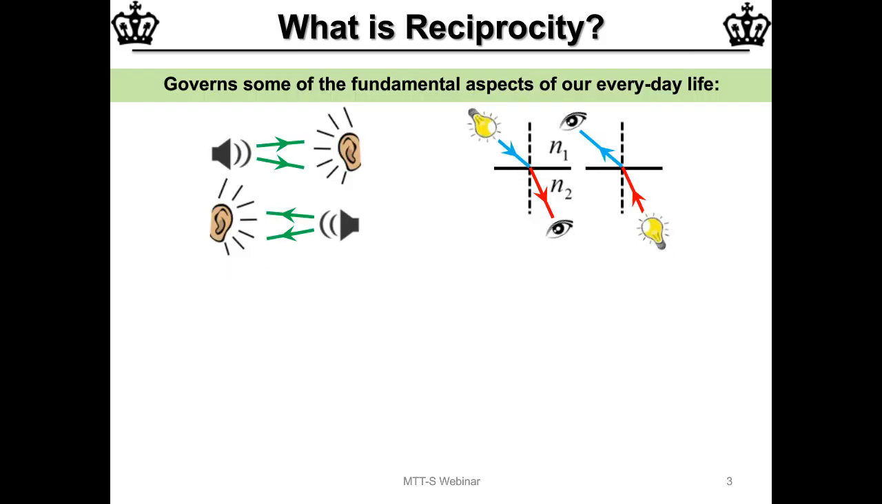So what is reciprocity? Reciprocity is a very fundamental precept of electromagnetics that we see every day in our life. It loosely states that waves have to propagate in the same manner in forward and reverse directions. It's basically why, if you have a speaker emitting some sound and you're listening from some distance, if you interchange the position of the speaker and yourself, you still hear the same sound, the same volume of sound. Similarly, in optics, if you have a ray traveling from one medium to another, if you reverse the direction, the ray will travel in the same manner in which it came.